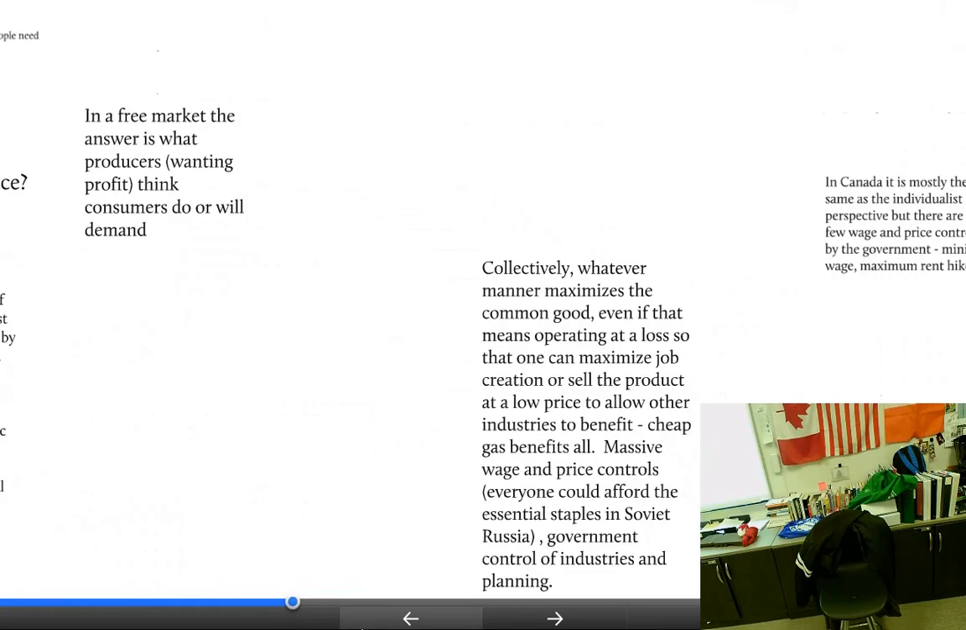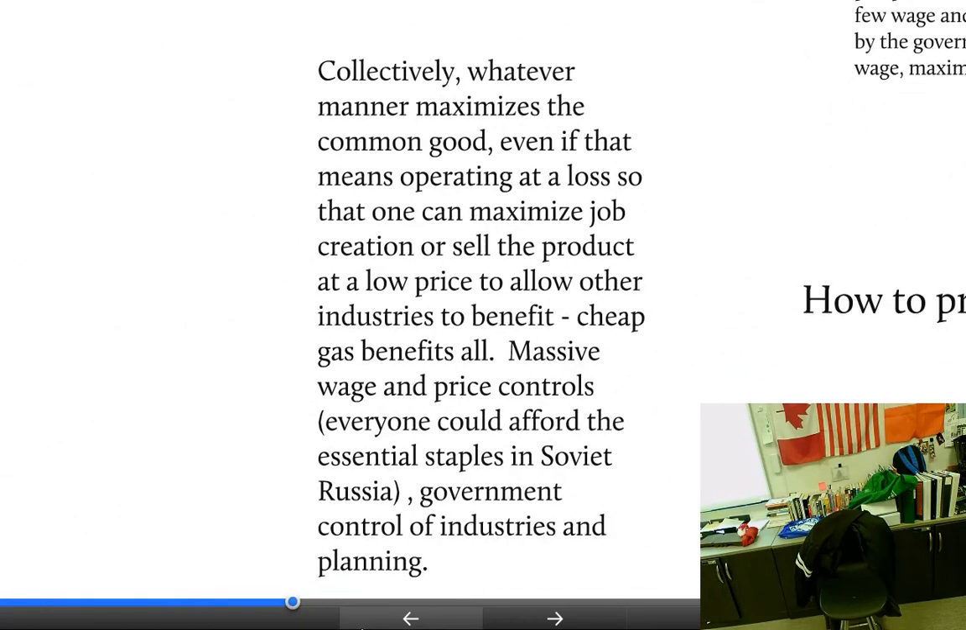So collectively, you might produce things that maximize the common good, like I was saying, creating jobs. In places like the Soviet Union, and it wasn't Russia, it was the USSR, so it's Soviet Russia. In Soviet Russia, they would produce things to make sure that they were affordable for everyone. That might mean that the government was subsidizing the essentials, like electricity and water and food, so that no one was living beneath the poverty line.